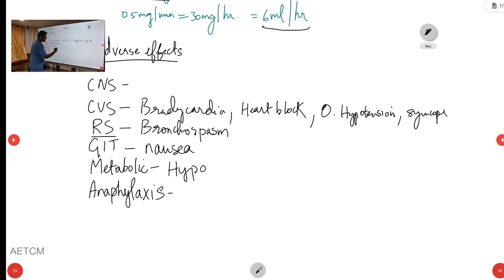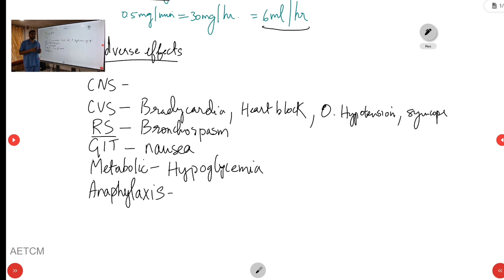Then the metabolic adverse effect is hypoglycemia. Basically, the action on the beta receptors inhibits glycogenolysis, and this prevents the further production of glucose. So patients who are taking anti-diabetic medications will have a higher chance of going into hypoglycemia, and when you give labetalol to such patients, there are more chances for hypoglycemia.